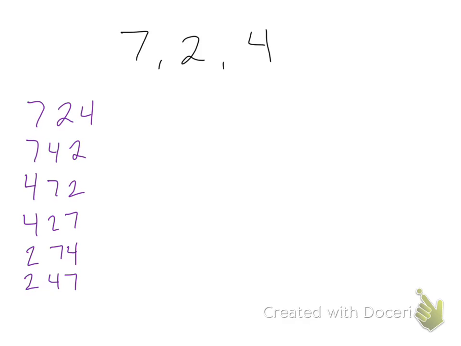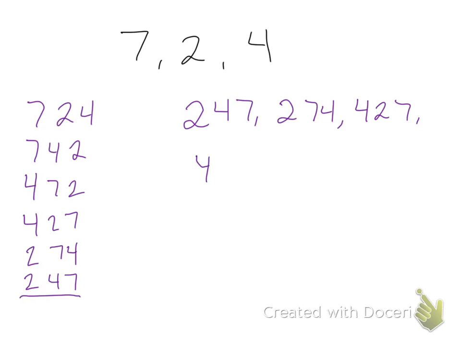So I would have 247 is my smallest number because the 2 and the 4 are smaller than the 2 and the 7. Then it would go 274, then 427, then 472, then 724, and finally 742.